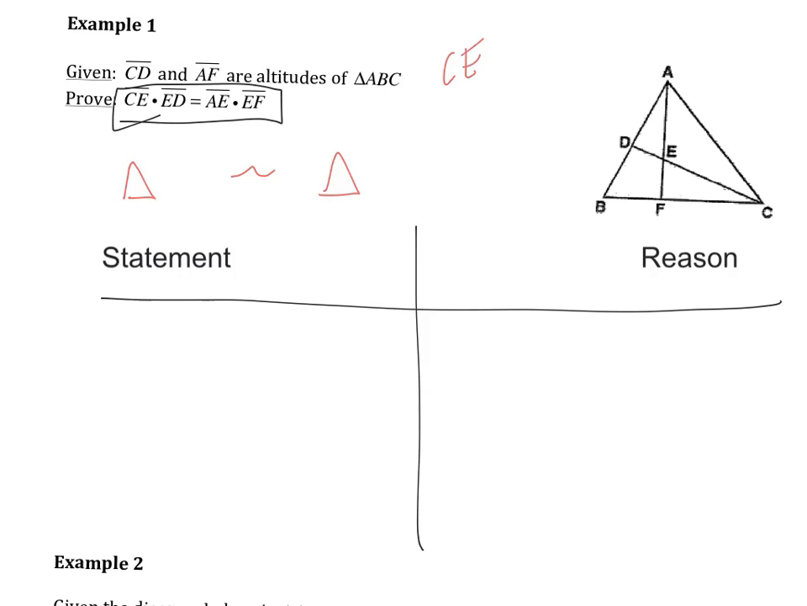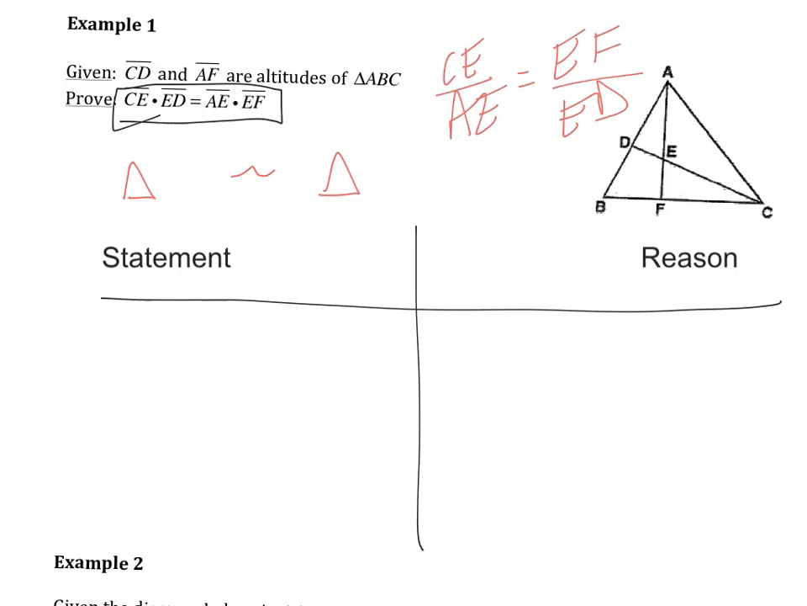So I would write CE over AE equals EF over ED. Now think about that for a second. If we were to do the cross products, I would have CE times ED. In essence, that's like cross multiplying or doing the product of the means equals the product of the extremes. And then I could also do AE times EF. So I know that those are equal.